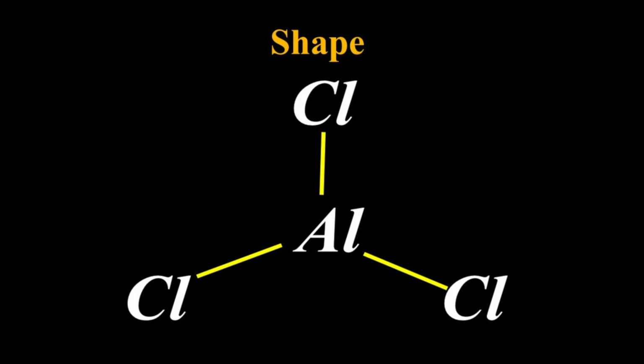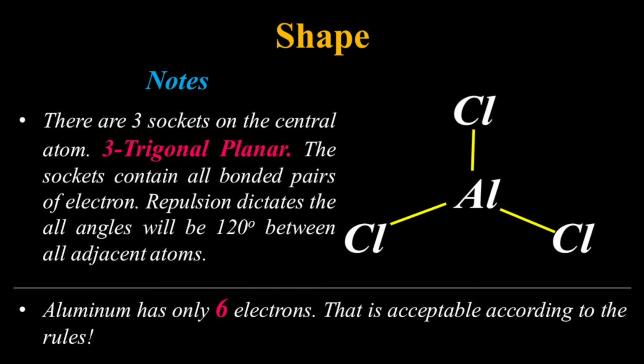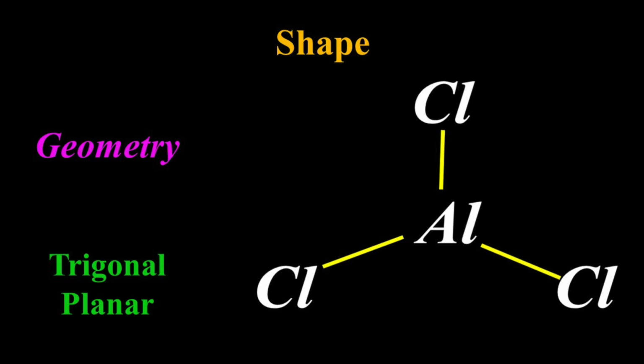Now, are you noticing anything weird here with that shape? There's only 6 electrons around the aluminum. But remember, there are 3 sockets on the central atom, 3 trigonal planar. The sockets contain all bonded pairs of electrons. Repulsion dictates all the angles are going to be 120 degrees between all adjacent atoms. Aluminum has only 6 electrons. This is acceptable according to the rules. Check back on your sheet to check the rules. So, the geometry is going to clearly be trigonal planar.